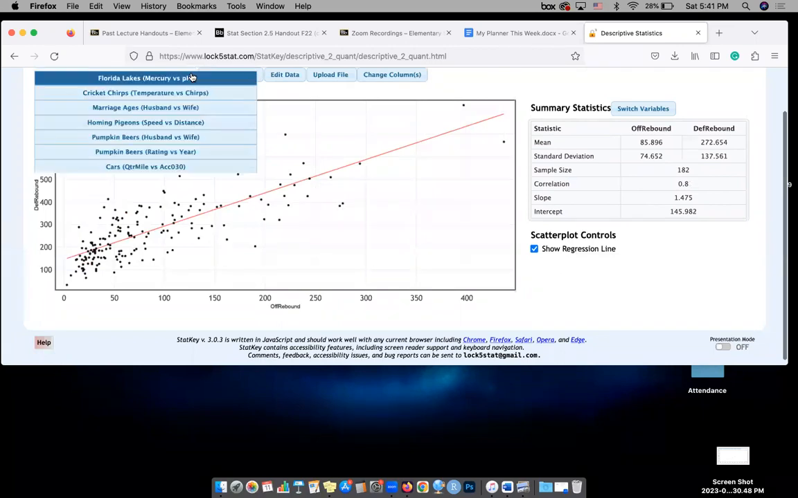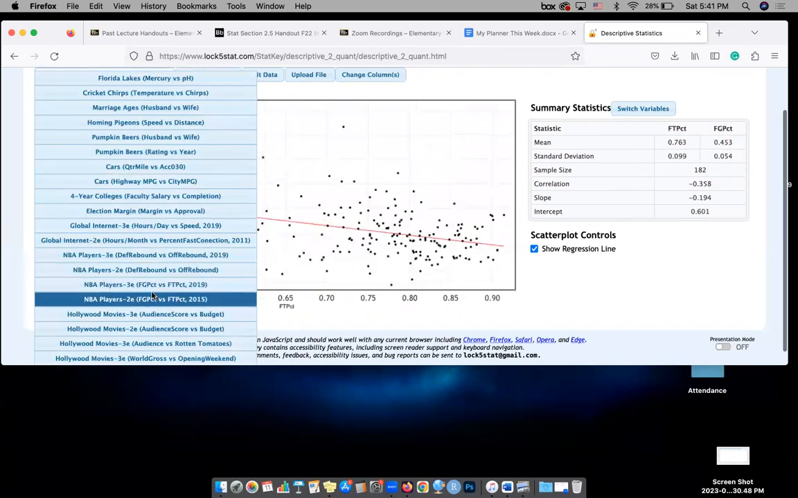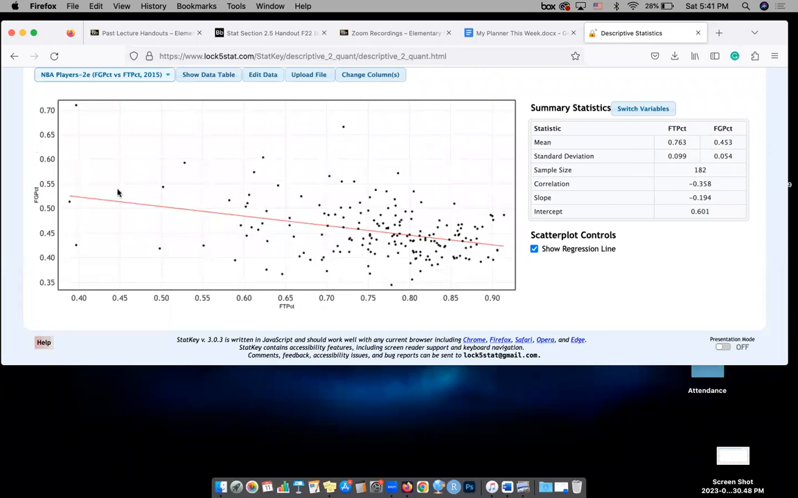Those are both positive correlation. Oh, here's one where maybe we finally see a downward trend. This line is something you can turn on and off. This one is not very strong, but it does seem that as the free throw percentage for basketball players goes down, the field goal percentage goes down. Based on the line, there's some sort of downward negative trend. The correlation over here is negative 0.35, which would be at least a weak negative correlation.